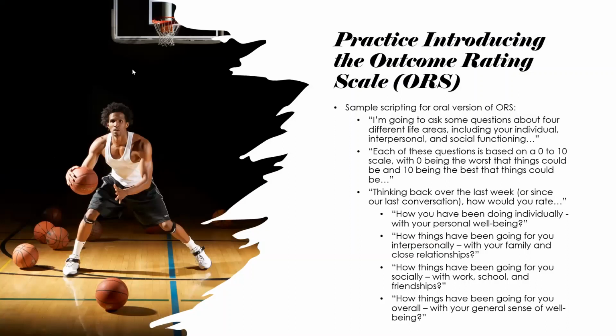So if we have introduced the reasoning for the outcome rating scale, we are going to get into the introduction of the scale itself and say something like this: I'm going to ask some questions about 4 different life areas, including your individual, interpersonal, and social functioning. And there's also a different script on the handout that I attached with the scales.